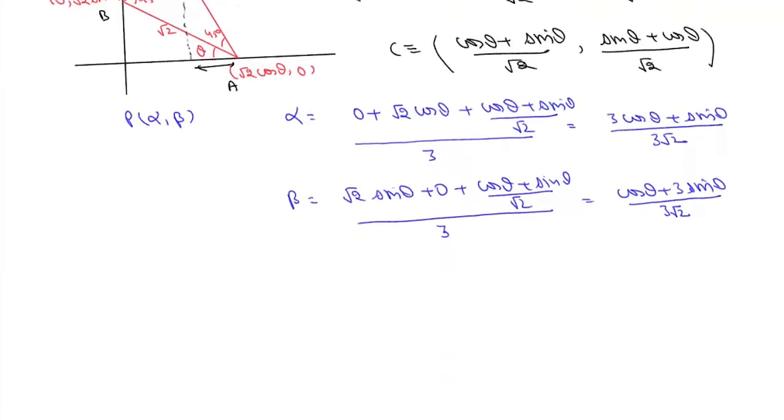What we'll do is we'll find cos theta and sin theta. So for cos theta, we'll multiply everything with 3 and then subtract the second from the first. So there'll be 3 alpha minus beta, and now here will be 9 cos theta minus cos theta. So there'll be 8 cos theta upon 3 root 2.